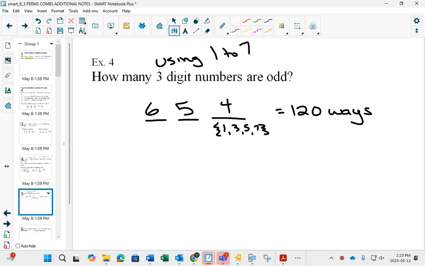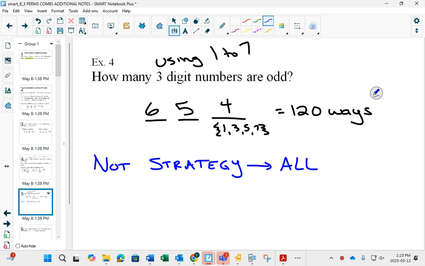We could also use a new strategy that I'm going to introduce to you called the not strategy. And the not strategy is basically if you can count all of something, and you can count the bad ones, or the ones that are not what you want.